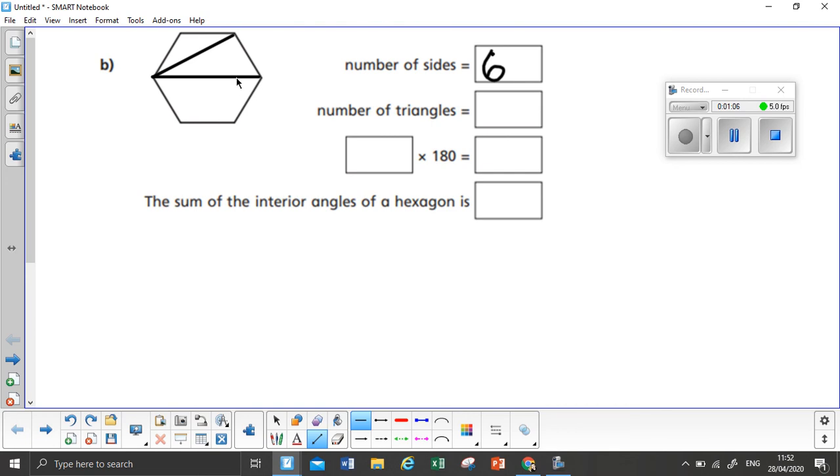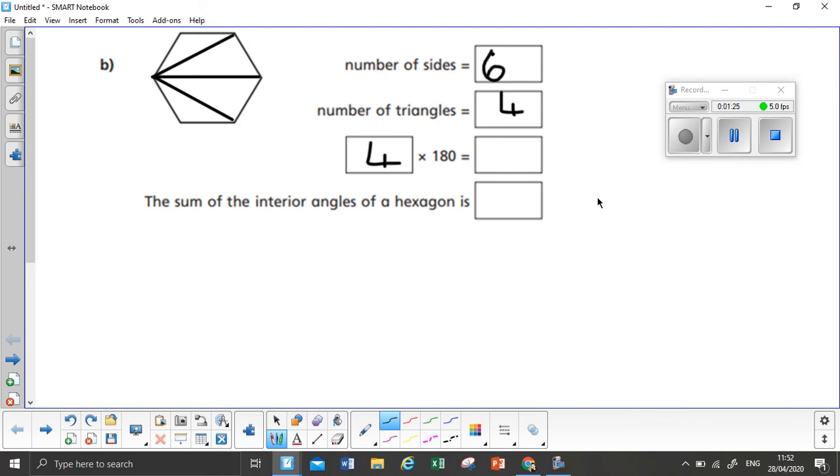Okay, and then that's going to be another side, that's going to be another side. So I can go straight across to make another triangle. So I've got 1, 2, 3, 4 triangles in my hexagon. Okay, so I've got 4 times 180.